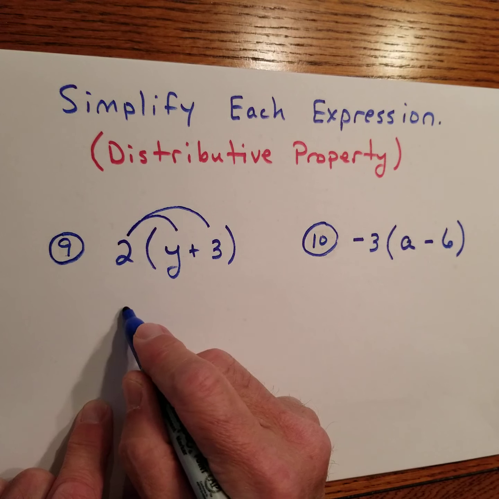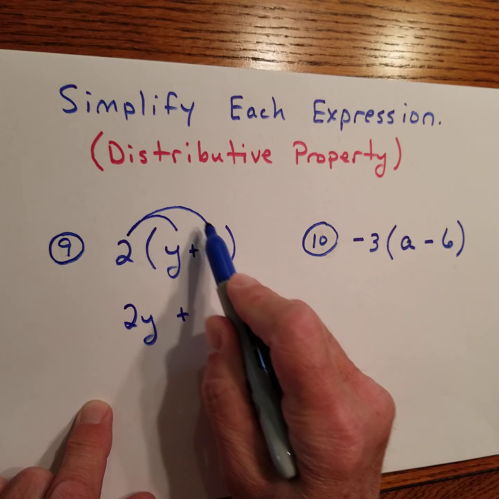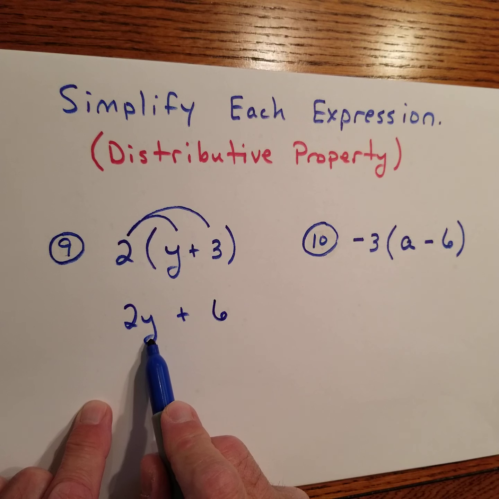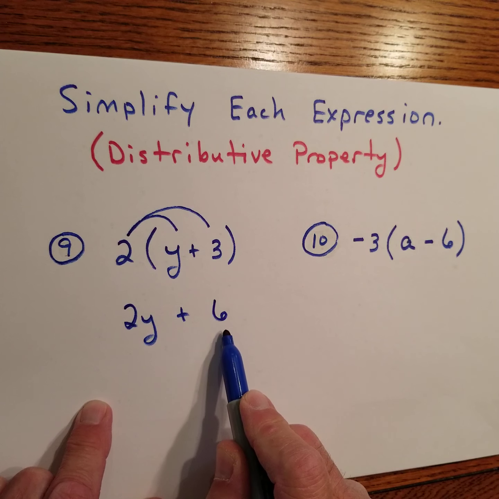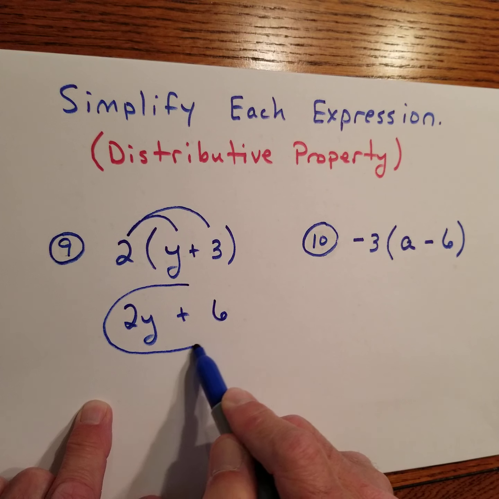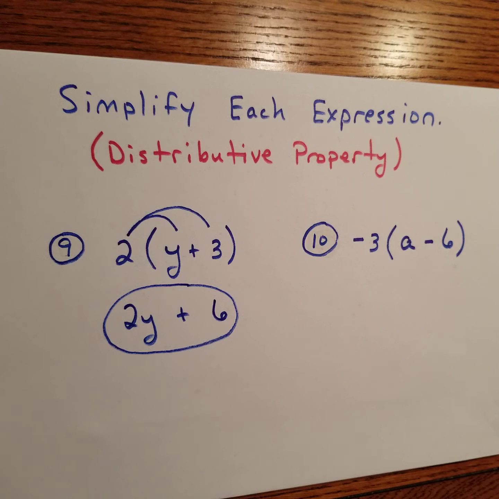2 times y looks like this. 2 times 3 looks like this. Now that's got a y. That does not have a y. Those are not like terms, so you're not allowed to combine them. There's the way my final answer should look for number 9.